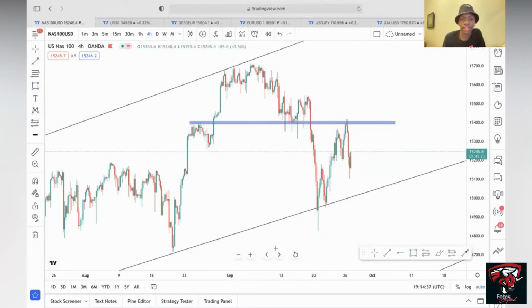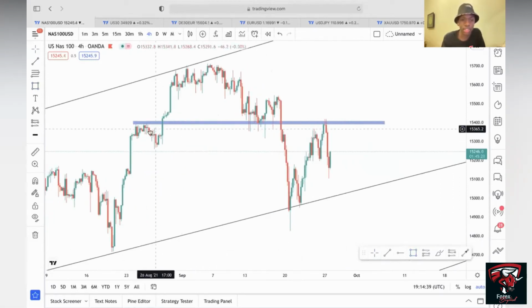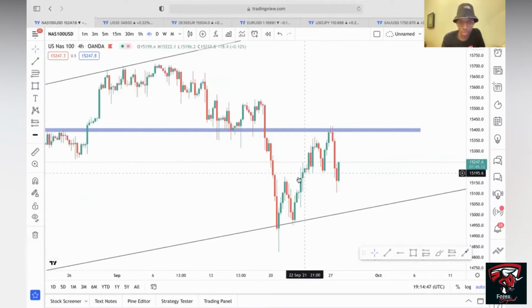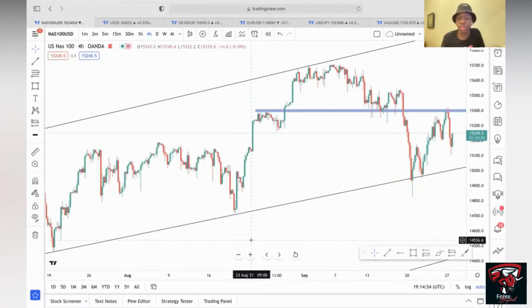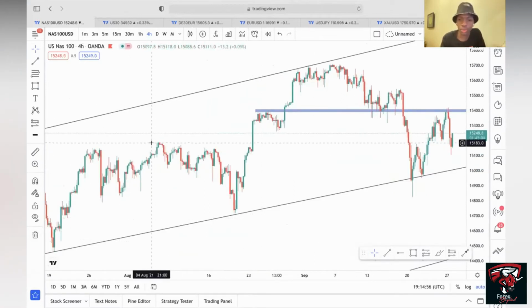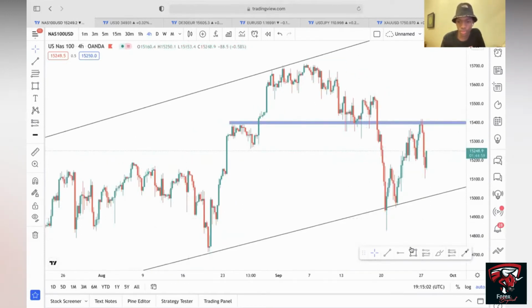This is actually a head and shoulders pattern. As you can see, our left shoulder, head, right shoulder. That's why Nasdaq pretty much dropped. Okay, cool. It's all about just looking to your left, guys. You can also see that we can draw in a zone over here.